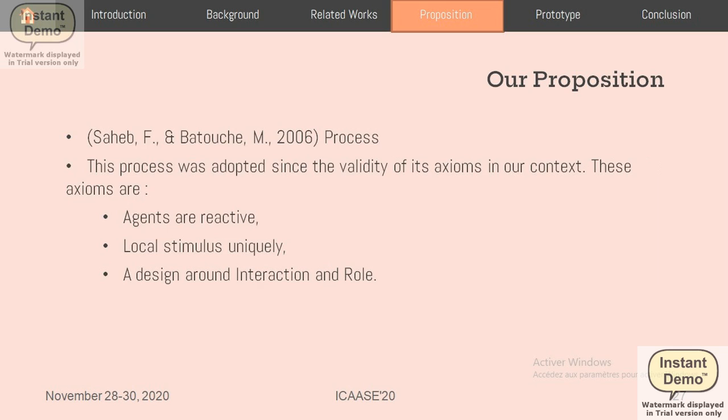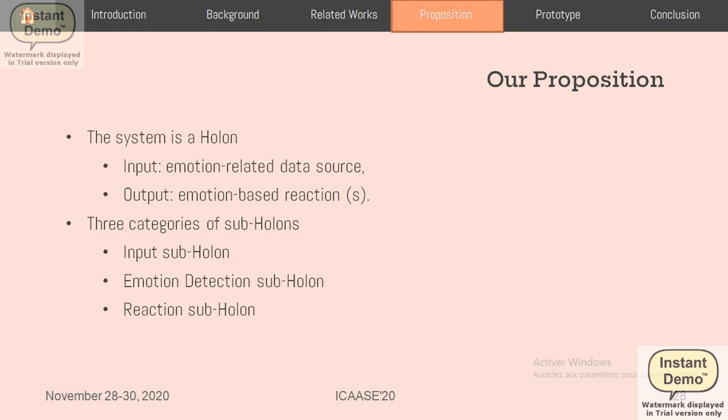We have followed the Sahib and Batoush process. Its axioms are well respected and preserved in our context. Agents are reactive. We have only local stimulus, and the design is centered on interaction and role. The system is itself a holon. It takes in input emotion-related data. It will give in output emotion-based reactions. Three categories of subholons can be defined: input subholon, emotion detection subholon, and reaction subholon.